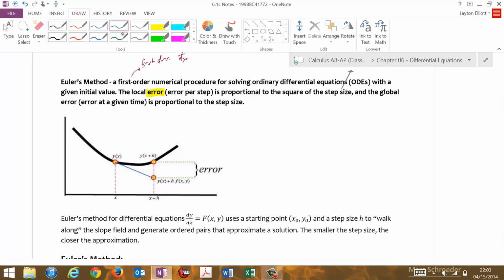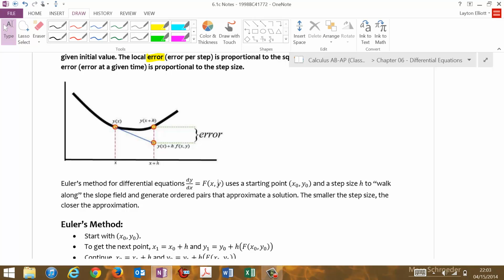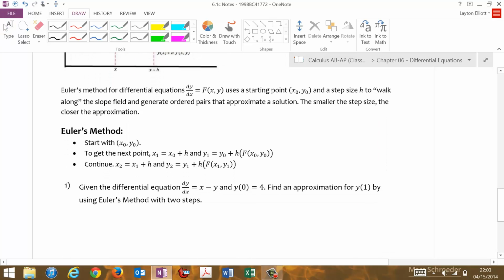I kind of wrote this next part. Euler's method for differential equations of the form dy/dx is equal to f of x, y. What that means is that something like this, that's that form where the right side is just an equation and the left side's dy/dx. That's just an example, though. It uses a starting point and a step size to walk along the slope field and generate ordered pairs that approximate a solution. The smaller the step size, the closer the approximation.